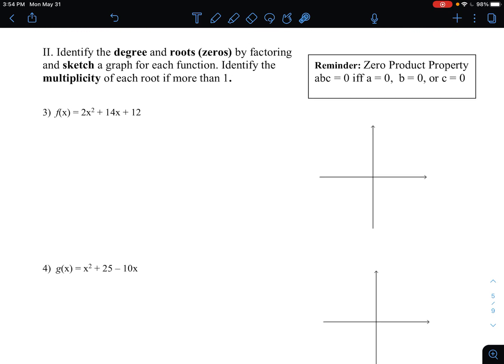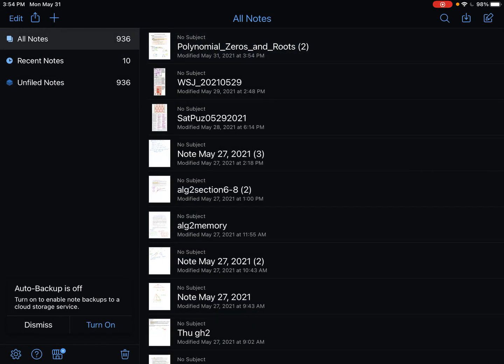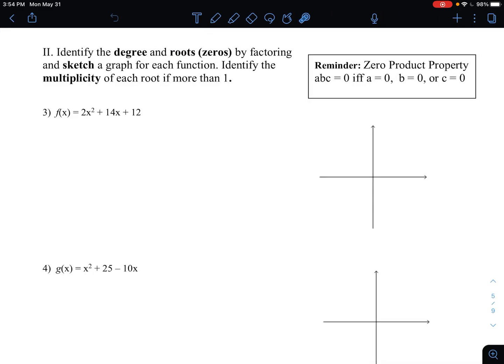So for a lot of these, the trick is to factor it correctly. So let's go. If we factor this one, we notice everything is even. So we have 2 times x squared plus 7x plus 6, which is 2 times x plus 1 times x plus 6. So the degree is 2. End behavior will be like 2x squared.